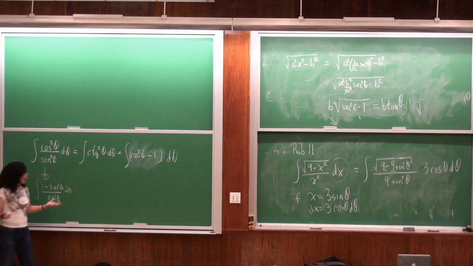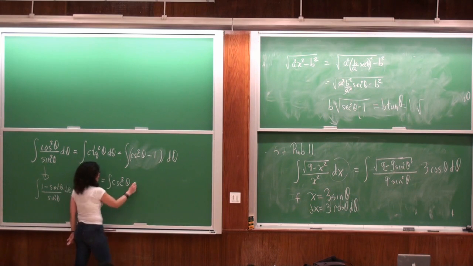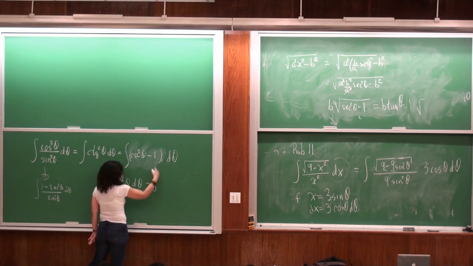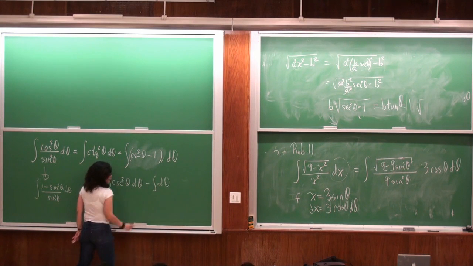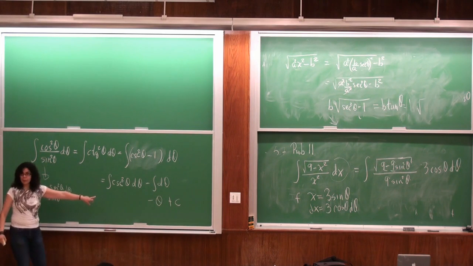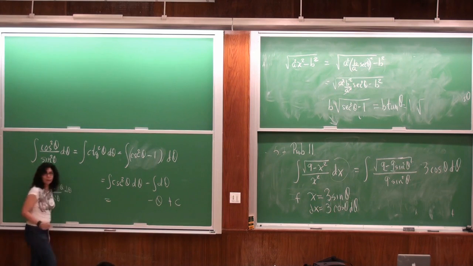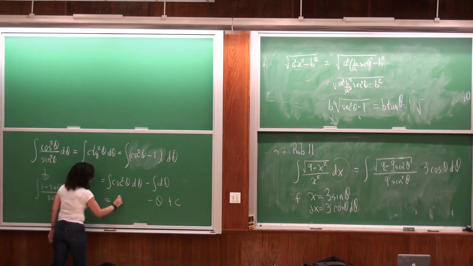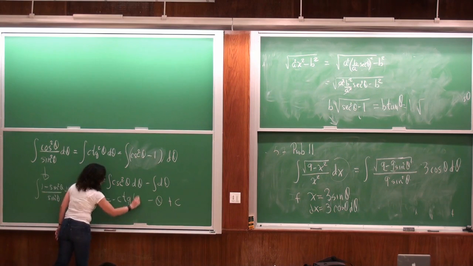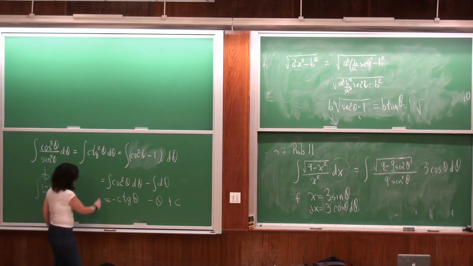Okay, and now we are lucky because we have an antiderivative. We have a formula for this cosecant square. And this is easy to do because this is just theta. So this is just theta. And what is the integral of cosecant square? Cotangent? Negative cotangent is equal to the integral of cosecant square. So that's it. That's the answer.